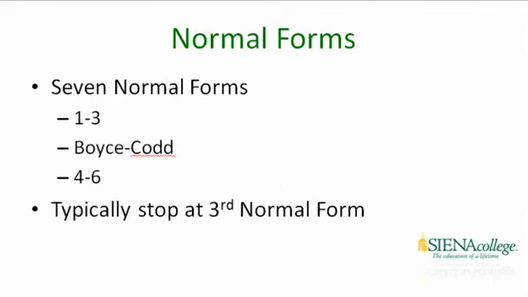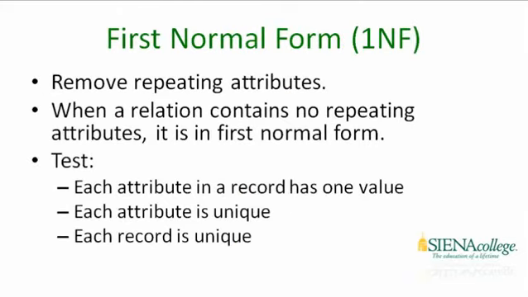Now, data normalization has 7 normal forms. Forms 1 through 3, Boyce-Codd, 4, 5, and 6. Typically, we stop at the third normal form, and in fact, today's discussion will stop with third normal form. We'll begin with first normal form. We do this by removing repeating attributes. When a relationship contains no repeating attributes, then it is considered to be in first normal form.